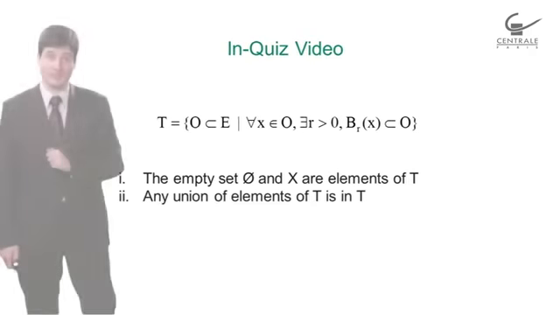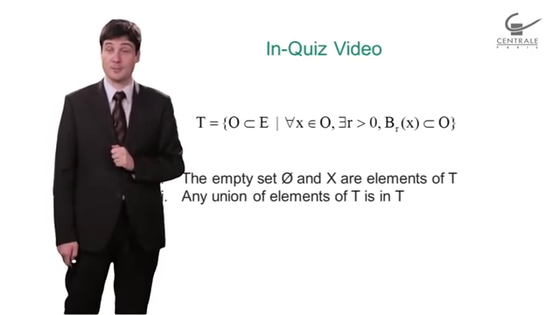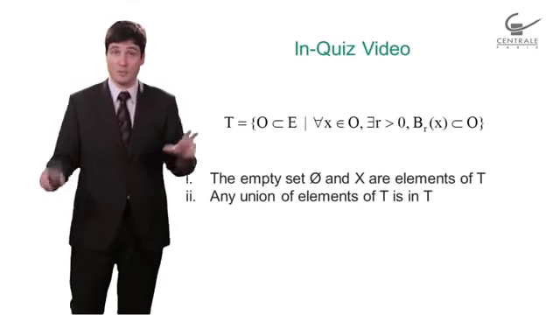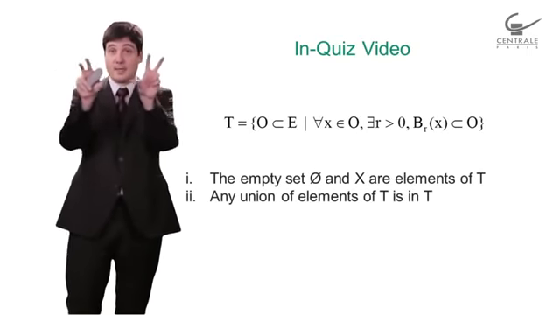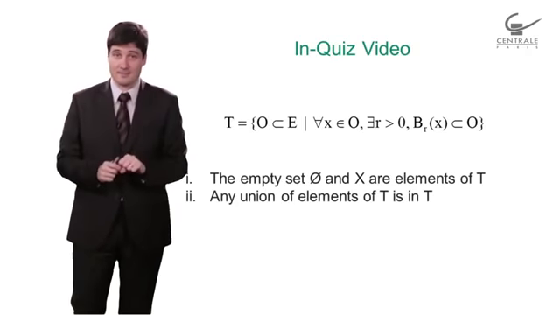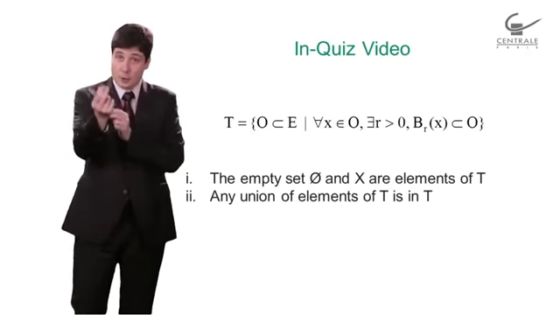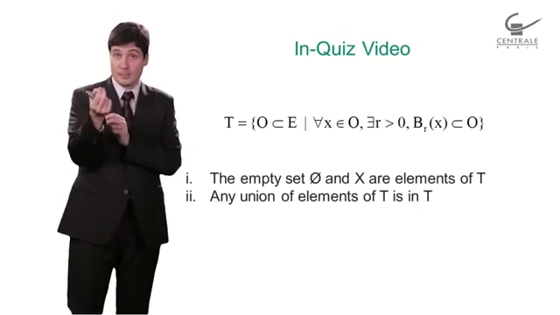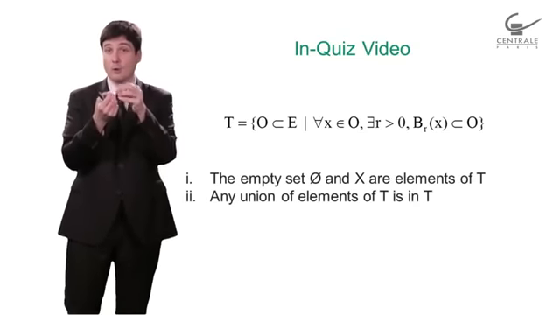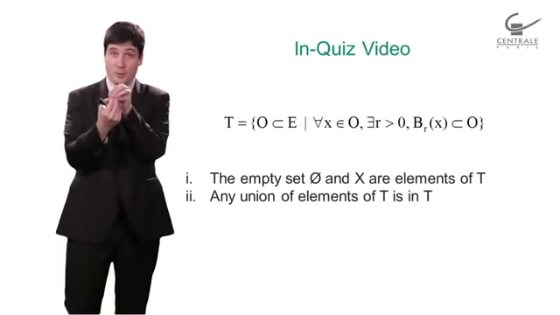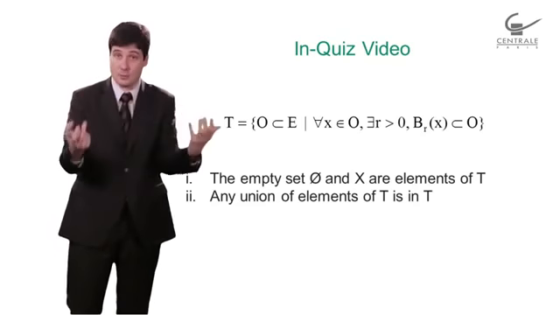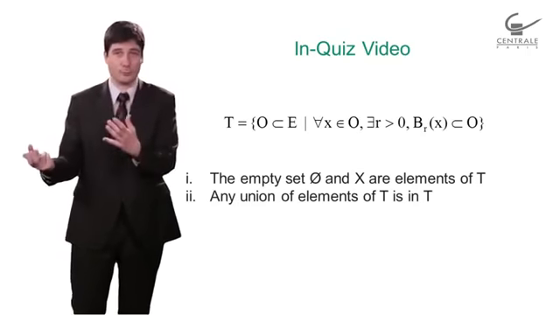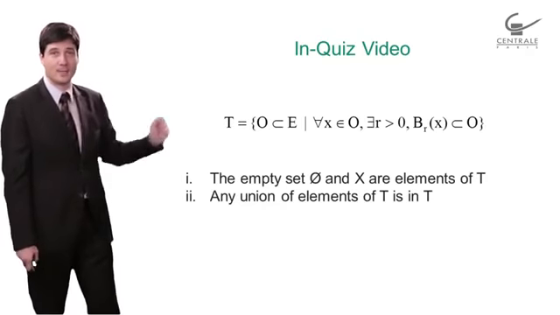Second one, is it true that any union of elements of T is in T? Well, if I choose two open sets defined this way, and I take the union of these sets, then if I choose a point in the union, I will be able to include a ball around this point of radius r, and therefore it will also be included in the union. So it's not difficult to prove that the second criterion is met.